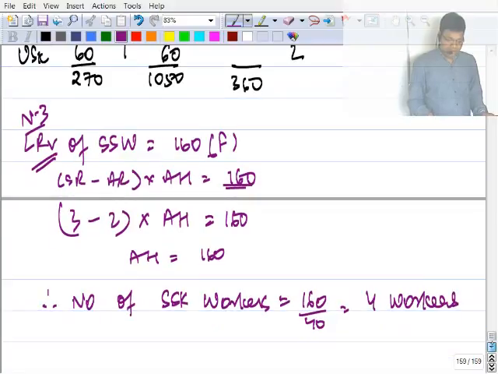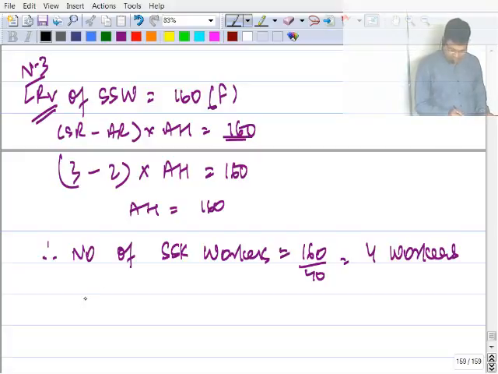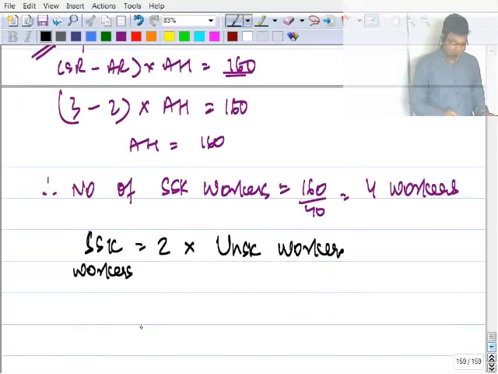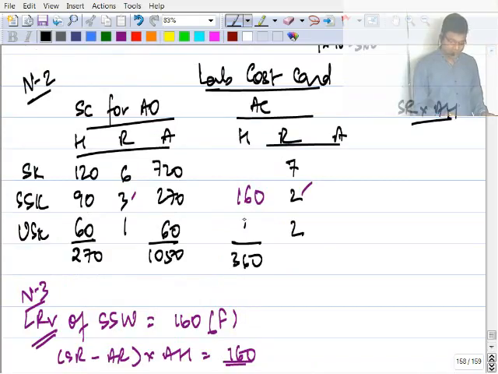Okay, and if this is 4 and the relationship between this and this is given, the number of semi-skilled workers is 2 times the actual number of unskilled workers. The semi-skilled workers are 2 times the unskilled workers, right? So unskilled workers come from this. Unskilled workers is 4 by 2, which is equal to 2. And if there are 2 workers, we also get their hours: 2 into 40, that is 80. And the balancing would obviously be skilled.